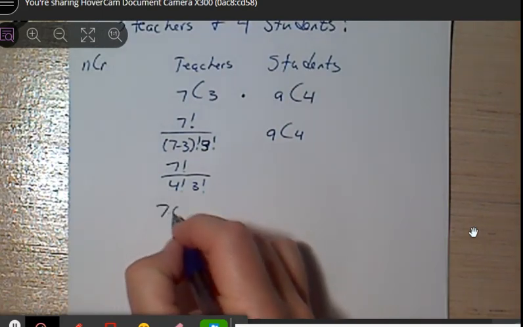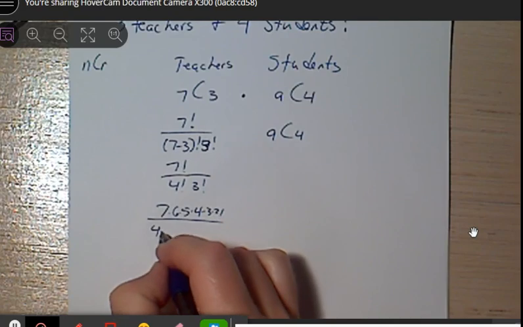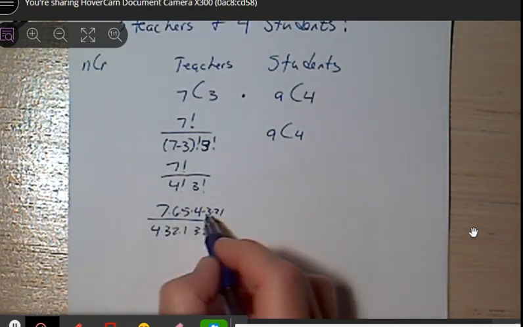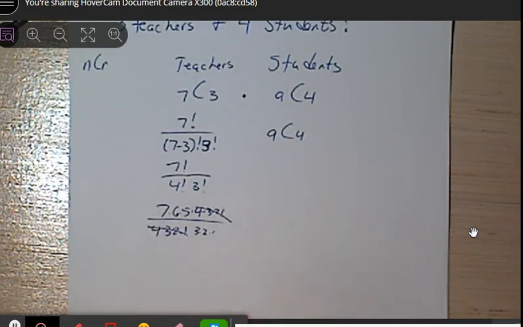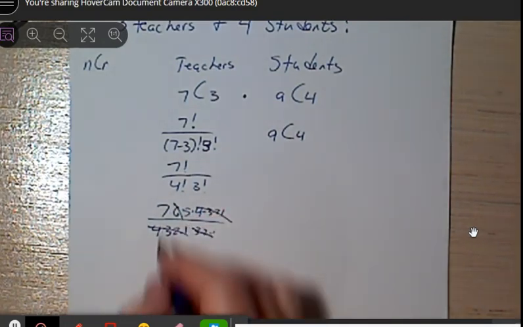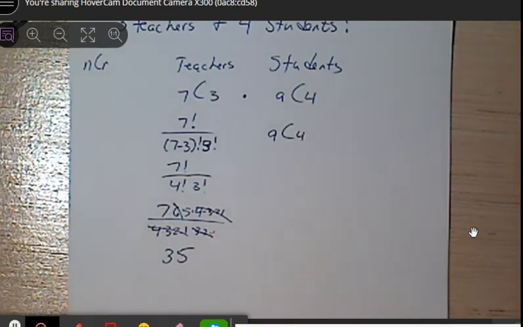Okay, so that's 7, 6, 5, 4, 3, 2, 1, or 4, 3, 2, 1 times 3, 2, 1. And the 4, 3, 2, 1 will cancel the 4, 3, 2, 1. On this part, 3 times 2 is 6, so that would also cancel that 6. So that leaves you with 7 times 5, which would be 35.